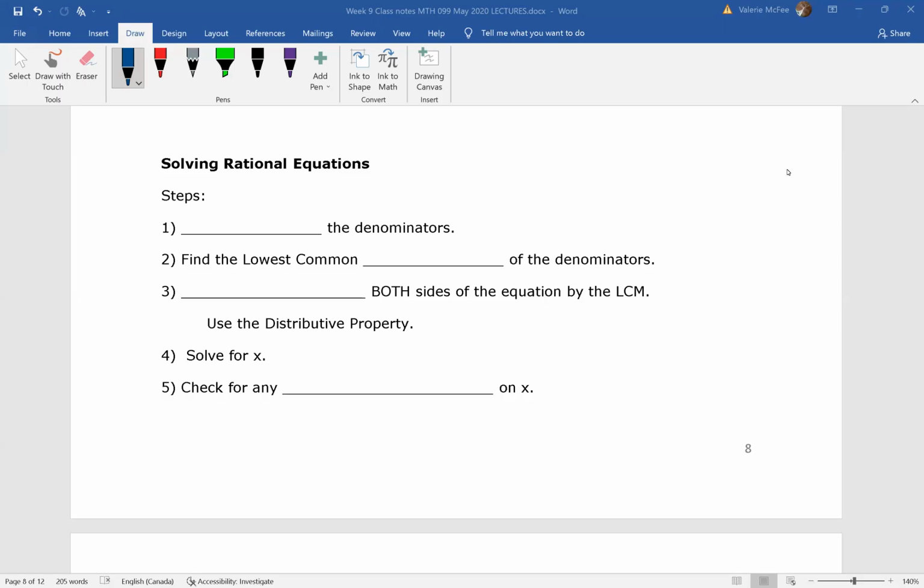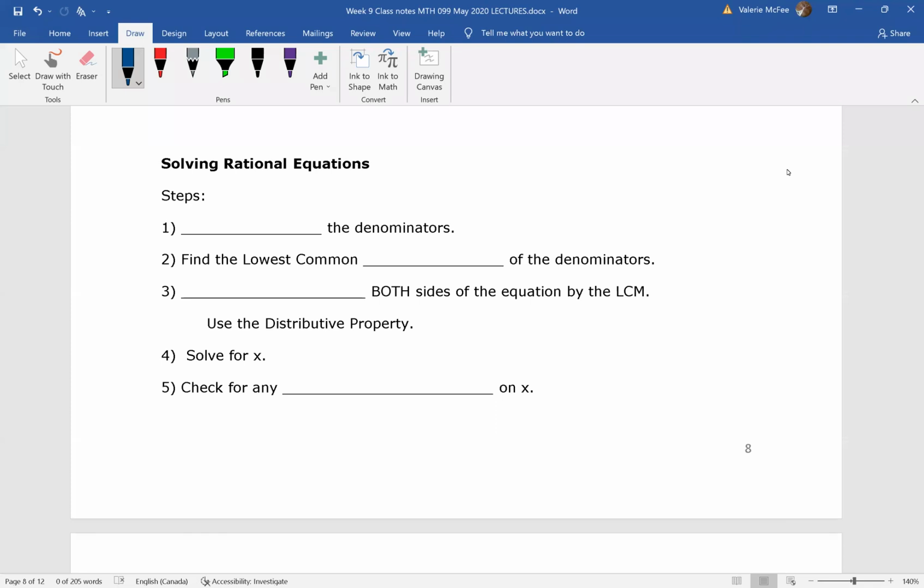Our last topic in this chapter of your e-text is solving rational equations. Now, this is where people start to get a little bit confused because until now we've been working with expressions, but equations are always giving you something equal to something else. And we treat equations differently than we treat expressions.